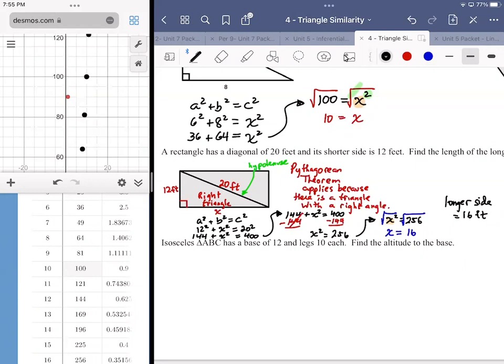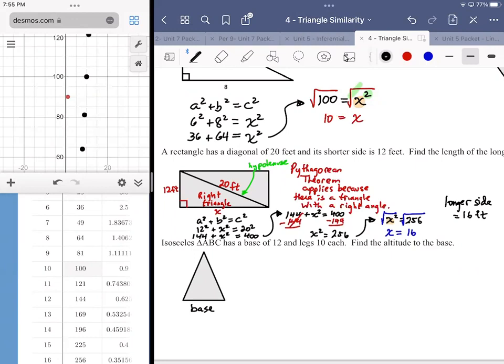Isosceles triangle ABC, and you got to think about what isosceles means. Base of 12 and legs of 10 each. Find the altitude to the base. Right, so talk to you about the structure of an isosceles triangle. Right, so with the normal orientation, make it look halfway decent. The base should be the obvious one. That's going to be the bottom.